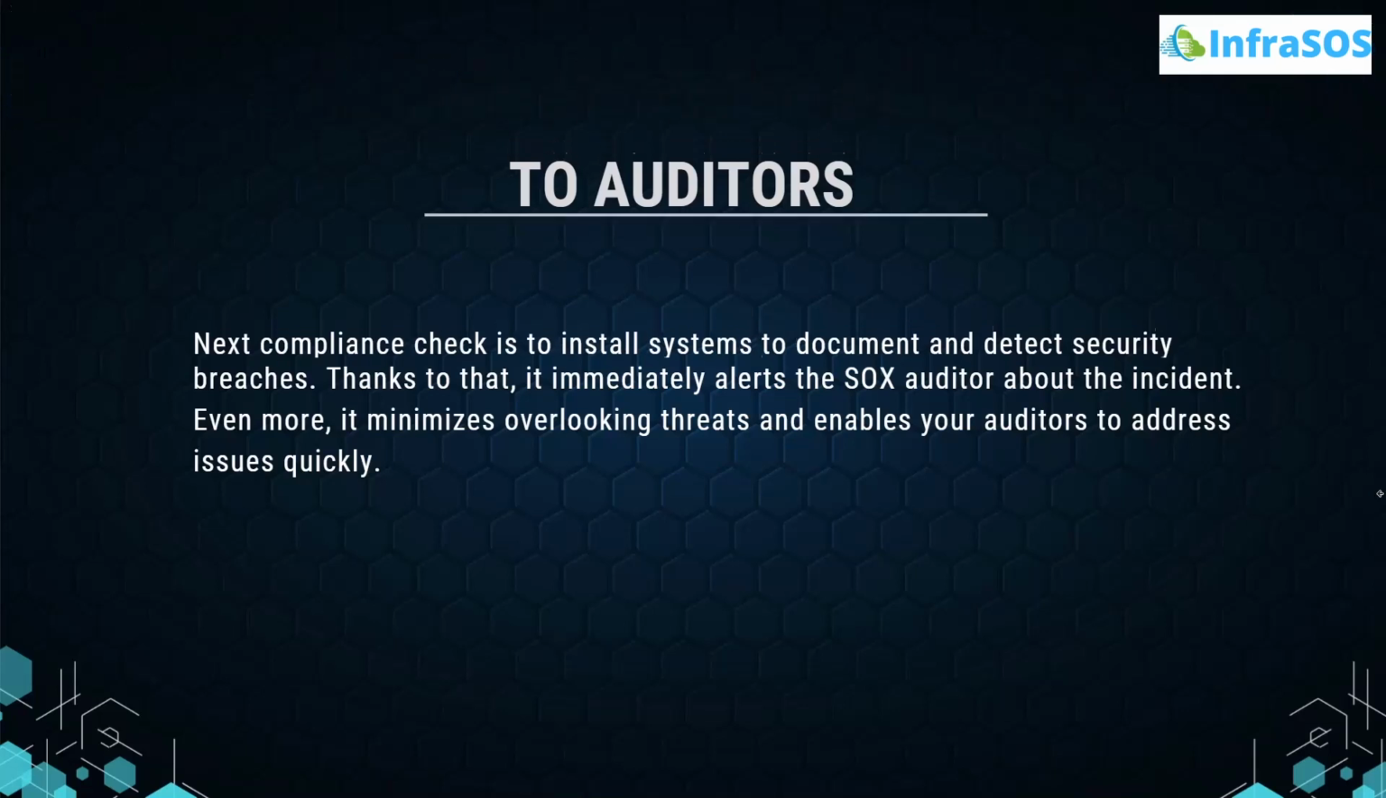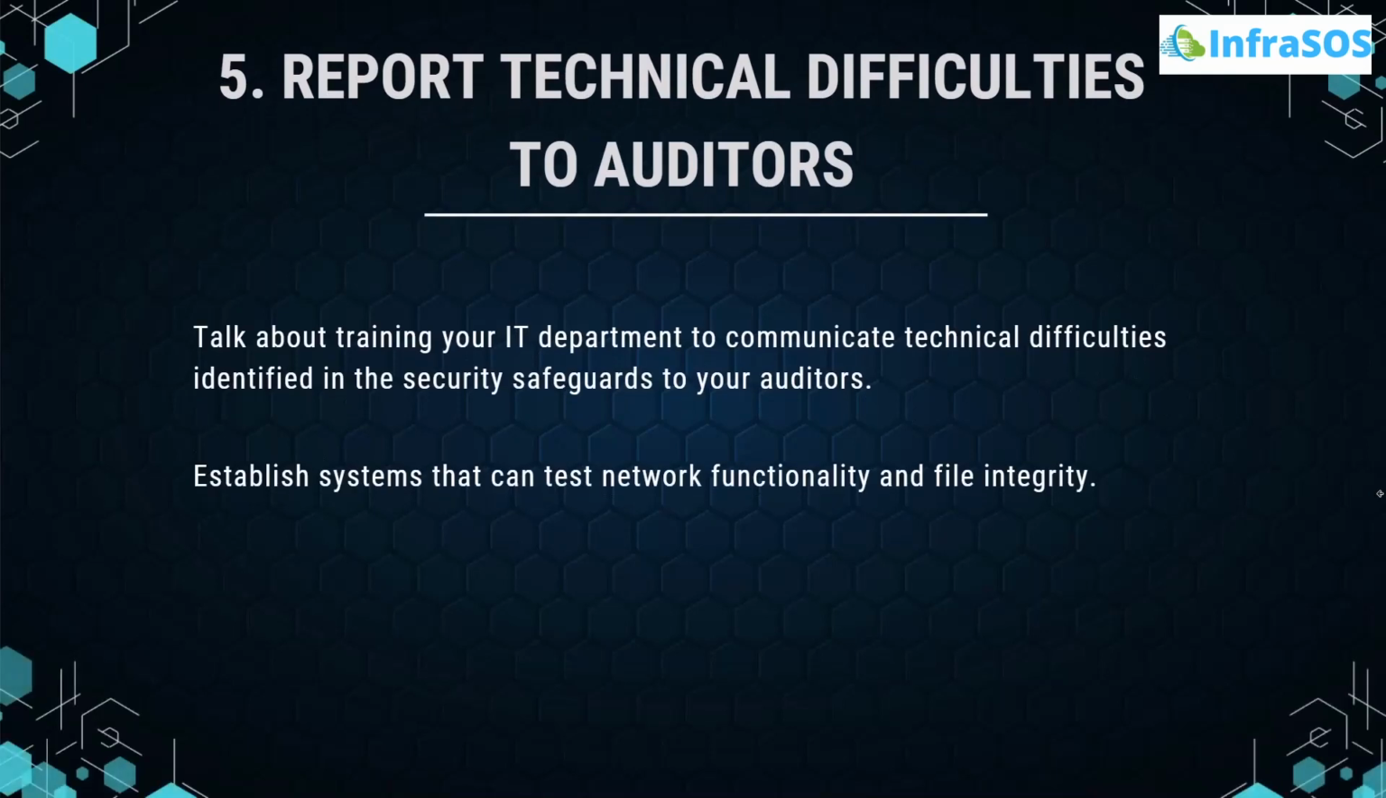Number 5 in the checklist, we have the reporting of technical difficulties to the auditors. So basically, this is about training your IT department to communicate technical difficulties identified in the security safeguards to your auditors, so that they can actually go ahead with the audit report of SOX compliance. Also, establish systems that can test network functionality and file integrity.